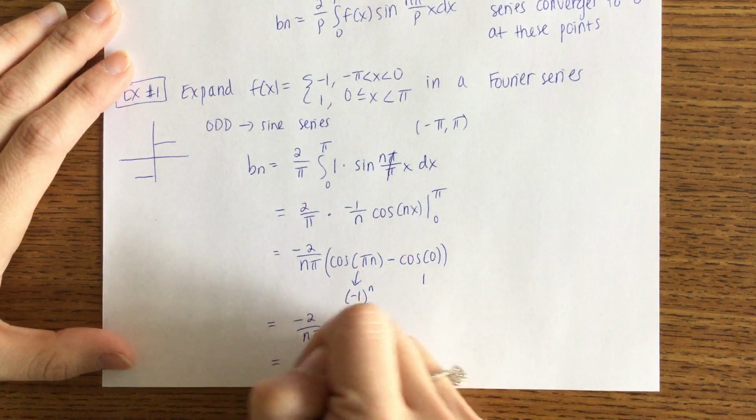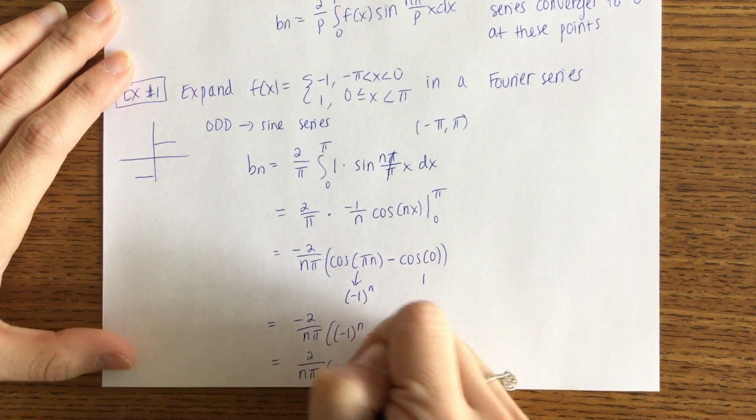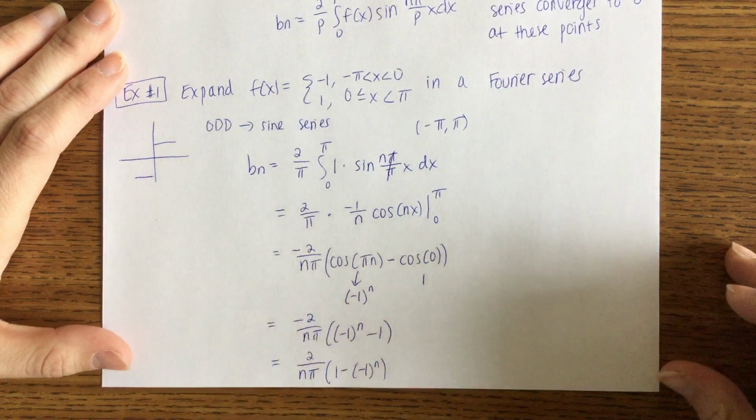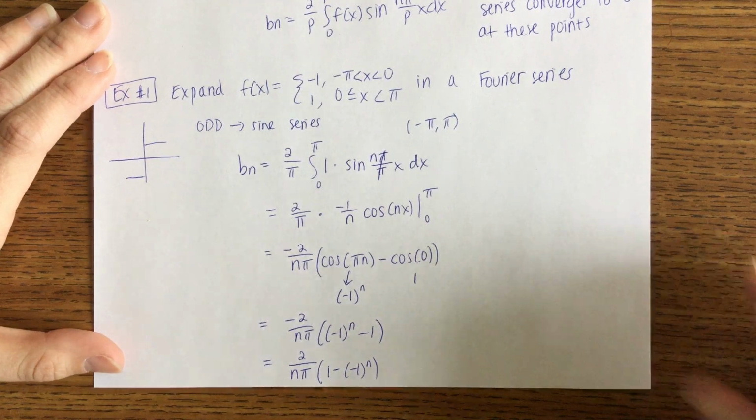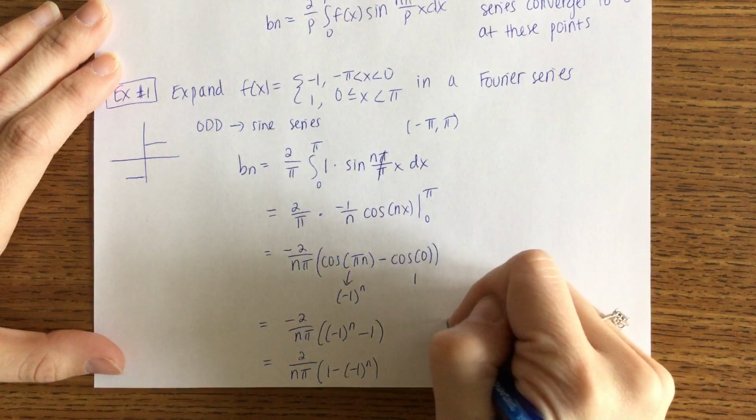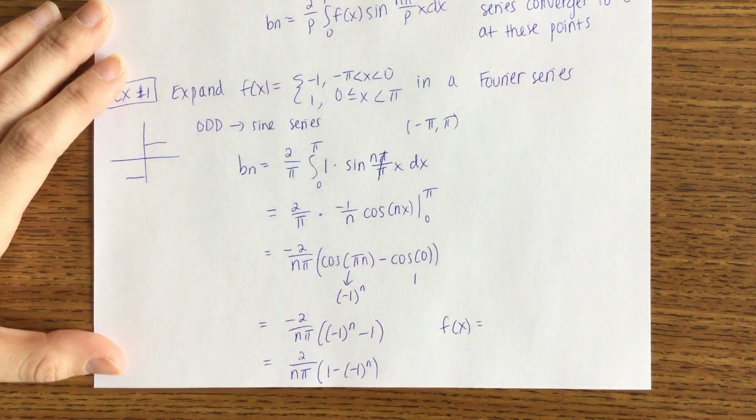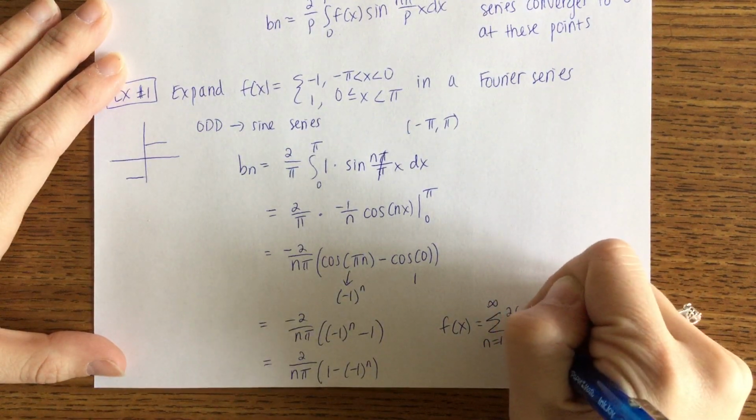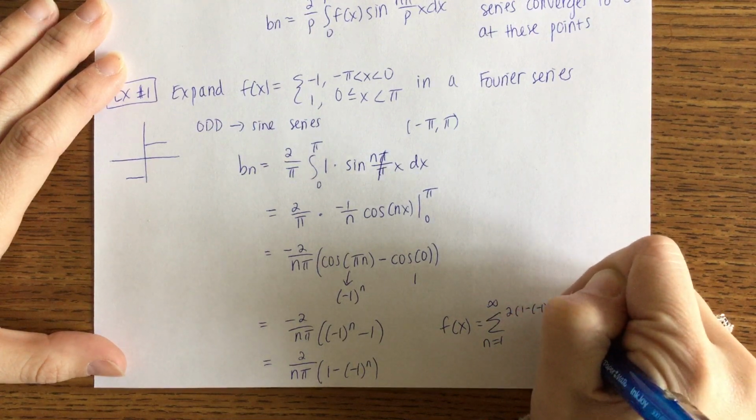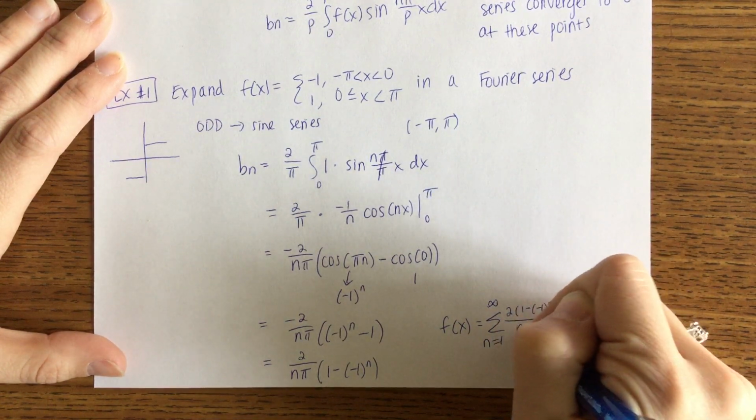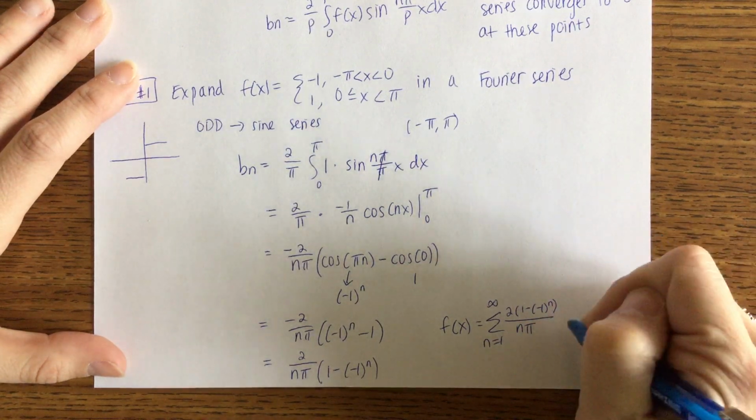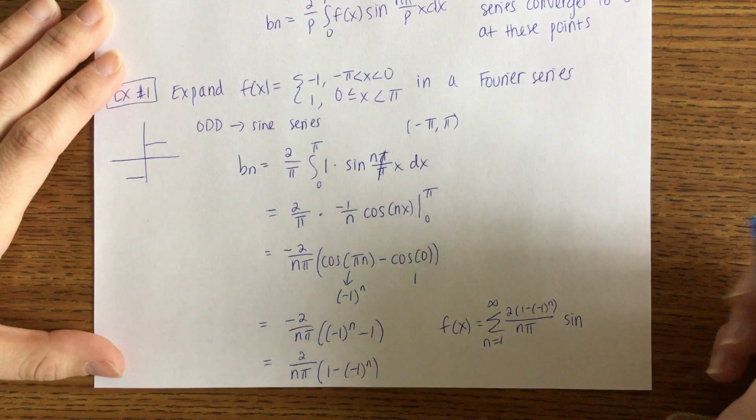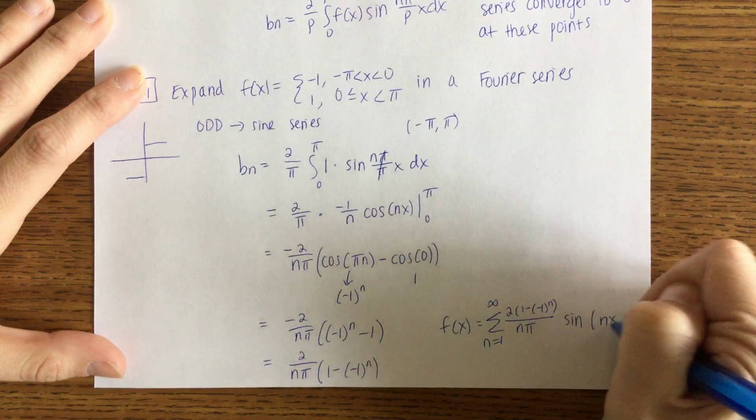Possibly a nicer way to write this would be 2 over n pi times 1 minus negative 1 to the n, just so that that's positive. Doesn't really matter, but it just looks a tiny bit nicer. So then our Fourier series is going to be the sum from n equals 1 to infinity of that b of n times sine of n pi over p x, which in this case will be just nx.